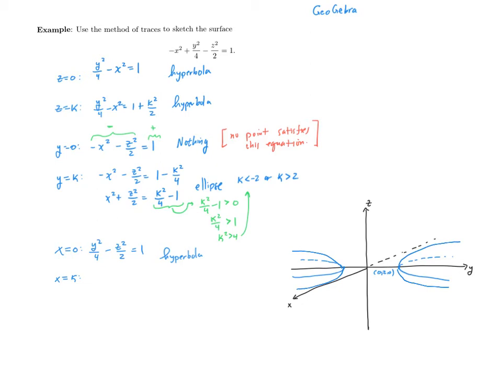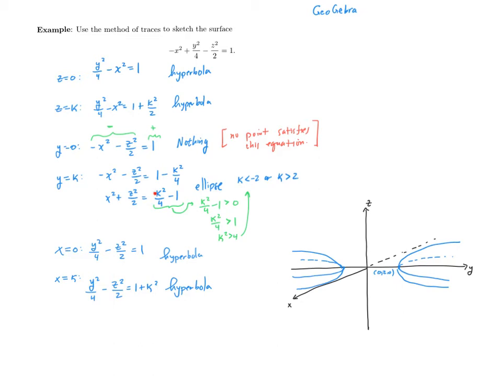And note, this is flat in our screen in that YZ plane, or the x equals 0 trace. Similarly, when x is equal to k, we have y squared over 4 minus z squared over 2 is 1 plus k squared, which is also a hyperbola. And this gives us a really good idea of what the surface is going to look like.